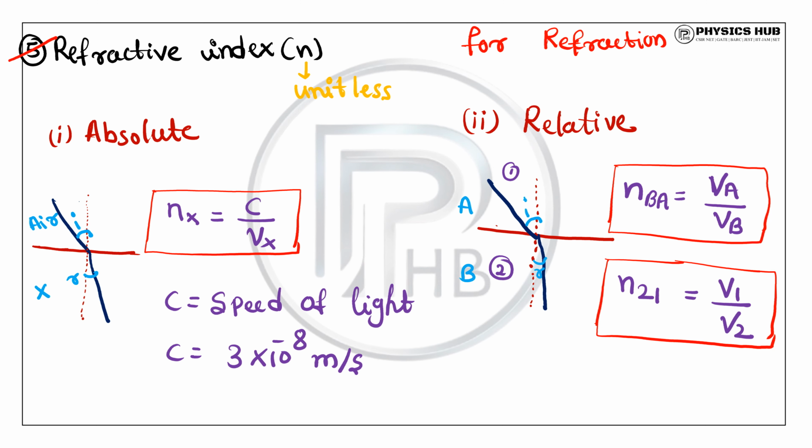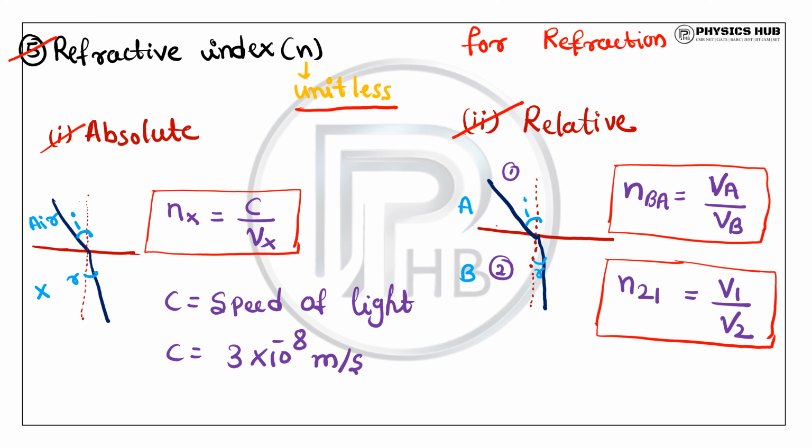Next is refractive index, and it is denoted as n. This is a unitless quantity because refractive index can be defined as the ratio of two velocities or the ratio of two wavelengths. There are two types of refractive index. The first one is absolute refractive index and the second one is relative refractive index.